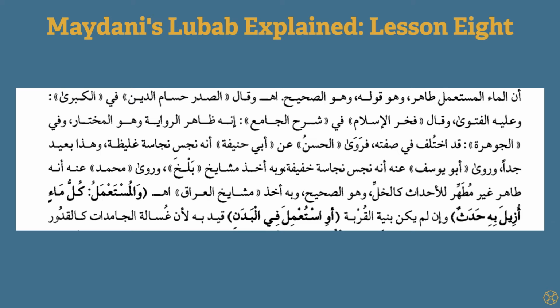Why? Because najasat where there's اختلاف in them are خفيفة, right? وبه أخذ, so some, meaning اختلاف, some say it's طاهر, some say نجاسة غليظة, like that. So وبه أخذ مشايخ بلخ. وروى محمد عنه عن أبي يوسف أنه طاهر غير مطهر للأحداث كالخل, which is the position which we quoted. This is a more detailed position.